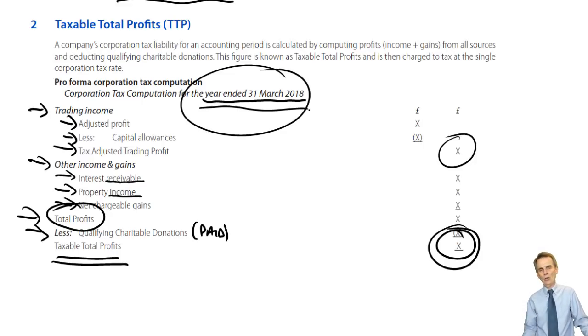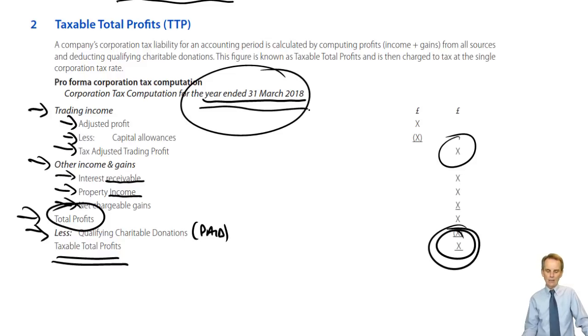Here, year ended March 18. That is all in one financial year. Which financial year? I hope I hear you saying FY17. So the TTP should then go on to be taxed at the FY17 rate of 19%.